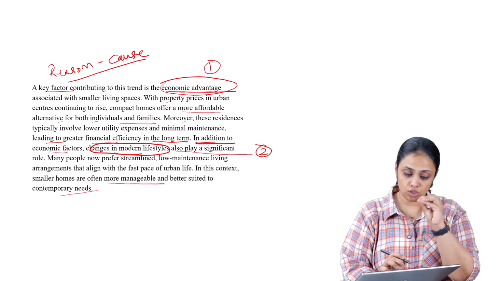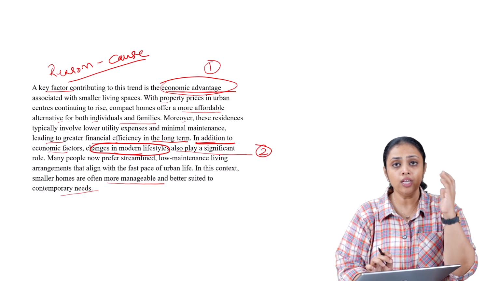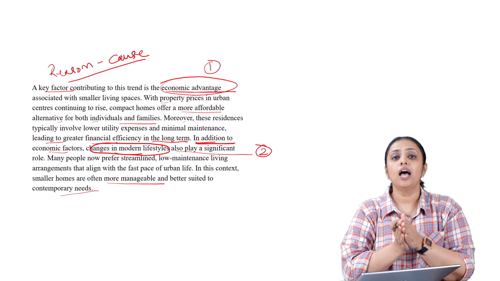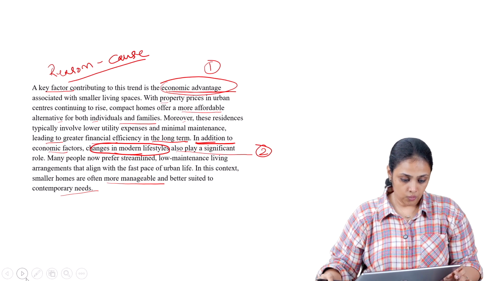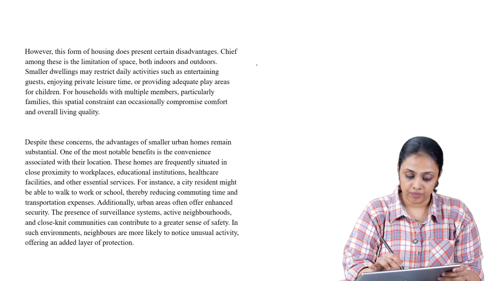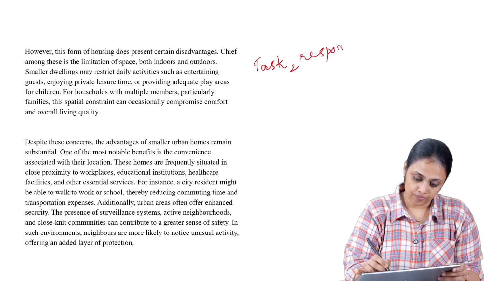So you have picked 2 points and you have elaborated on those. You need to have a developing sentence, that is the main idea, and you should have a supporting sentence to support or justify that. Now we are moving on to the next response to our second task. Task Part 2 response.